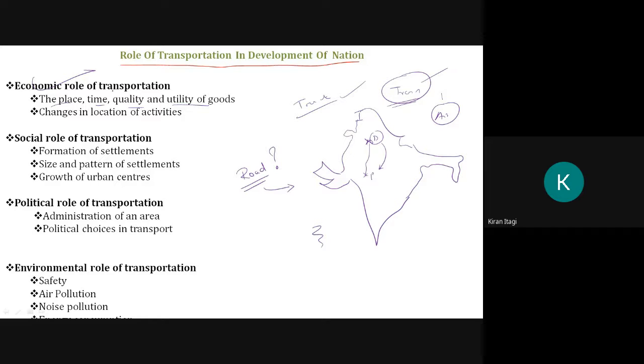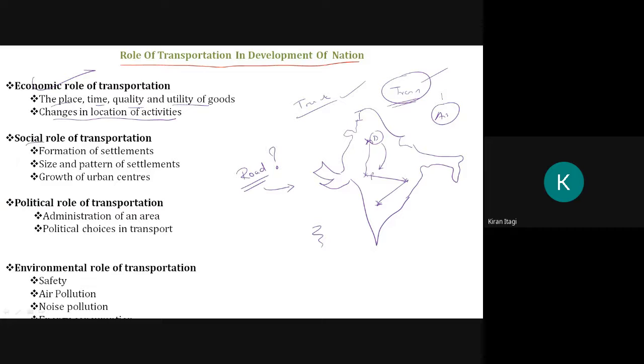The economic role of transportation is the place, time, quality, and utility of goods, changing the location of activities. And from here you have to go somewhere. If there is a road, the path will be easier and the service can be given very quickly. For example, if you are a traveler and want to visit all over India, it is only possible if we have good roads.